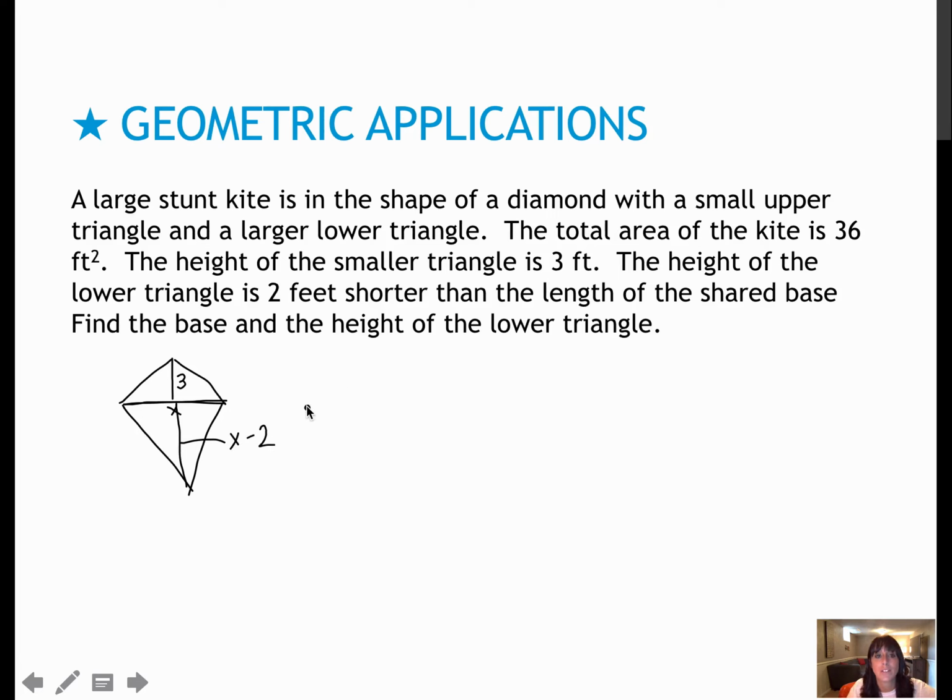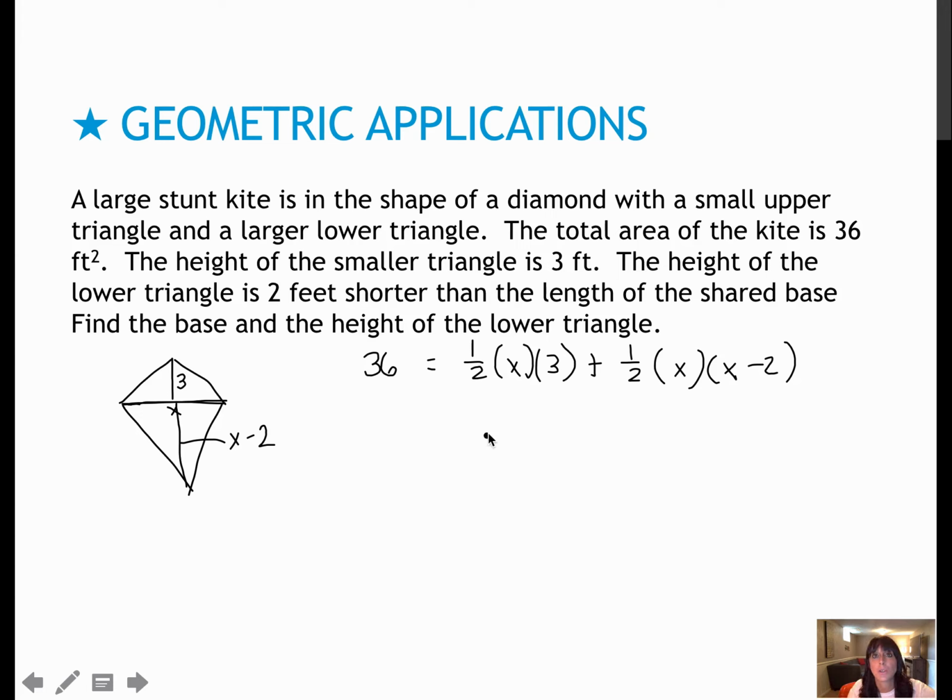To find the area of this figure, I'd have to find the area of 2 different triangles. So the area, which they've told us is 36 square feet, is equal to 1/2 base times height of the smaller triangle. So the base is x, the height is 3. The area of the larger triangle is 1/2 base times height of the larger. So the base of the larger is x, and the height of the larger is x minus 2.